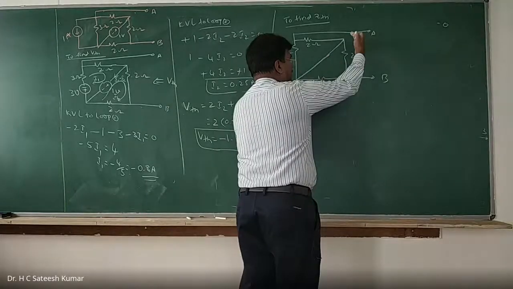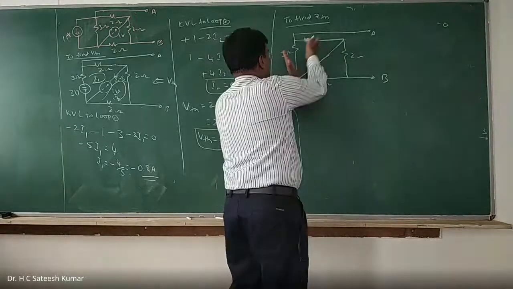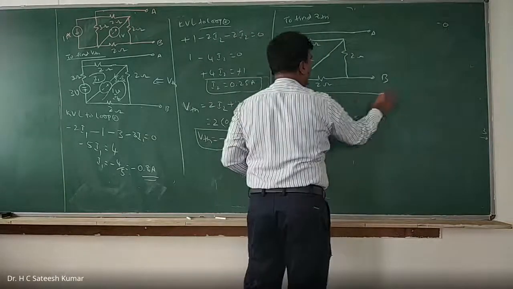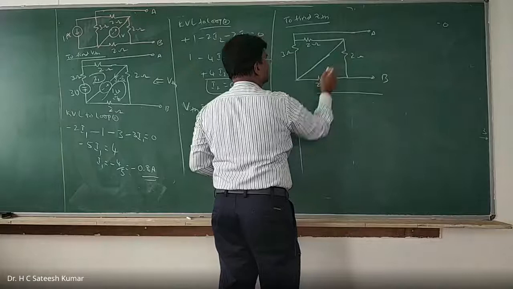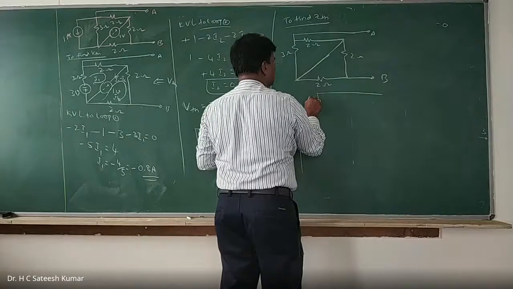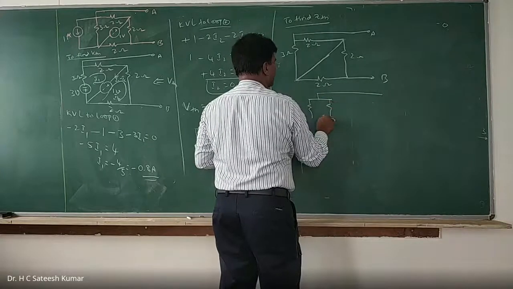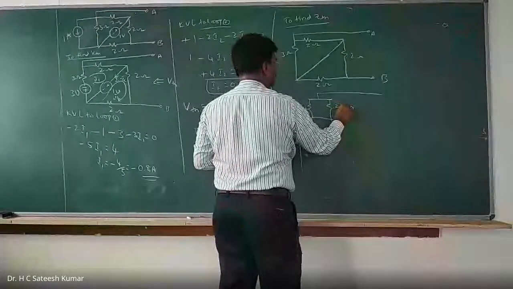These two are shorted means this point and this point are same. Therefore, these two will become parallel, and these two will become parallel. I can rewrite it as this and this are same point. Now you compress it. So therefore, what will you get? You will get two resistors parallel. One is 3 ohm and this is 2 ohm.